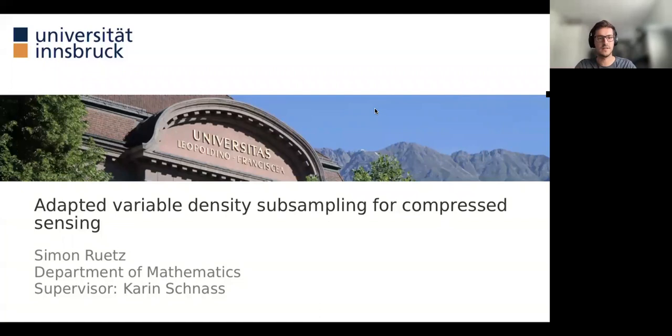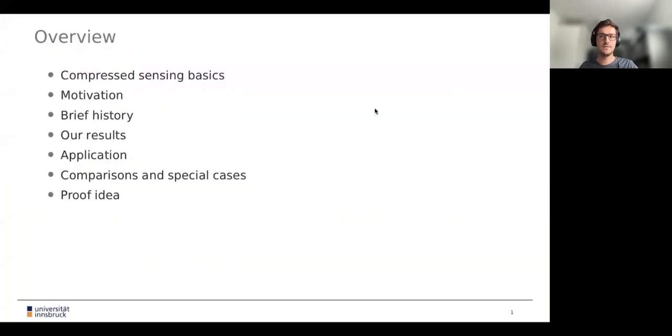So the title of my talk is Adapted Variable Density Subsampling for Compressed Sensing. And I hope at the end of the talk, you will all know what this rather lengthy title is supposed to mean. Before I start, I wanted to give a brief overview of the structure of my talk. I'm going to start with some compressed sensing basics, some motivation of our results, some brief history. Then I'm going to state the results, show some applications, and compare them to some special cases in the literature. And at the end, if there's time left, I will talk about the proof ideas.